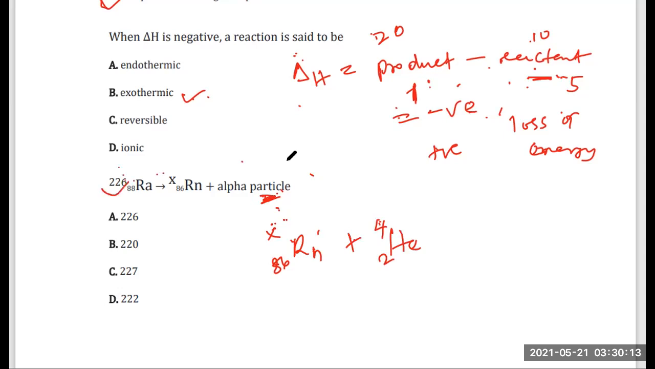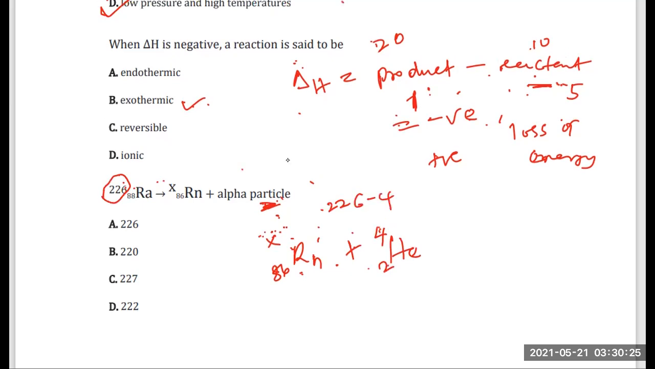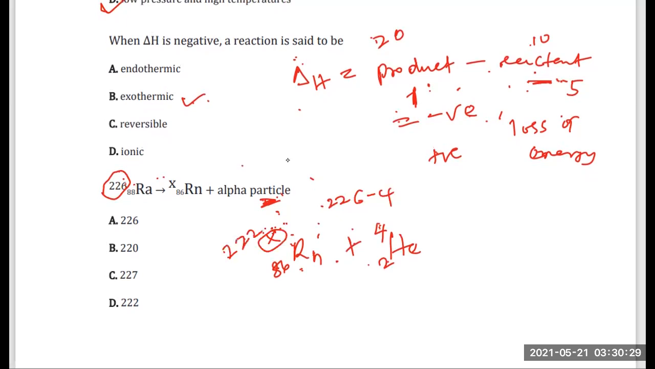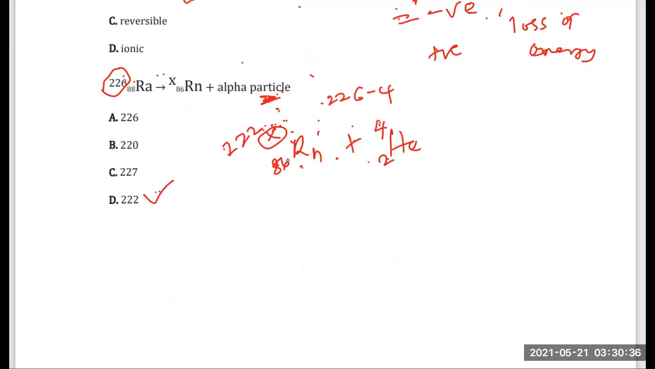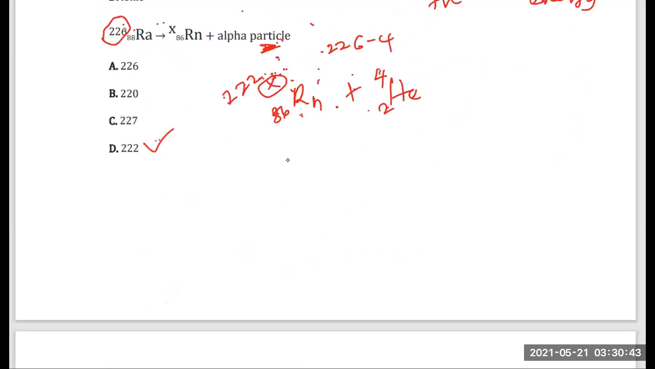This is 226. Okay, 86 plus 2, that is 88. So all I need is to subtract 226 minus 4. And of course, x will give me 222. So that solves that. So I just need to balance the atomic number and the mass number in this situation. Once I can identify what an alpha particle is, then I can solve this one easily.